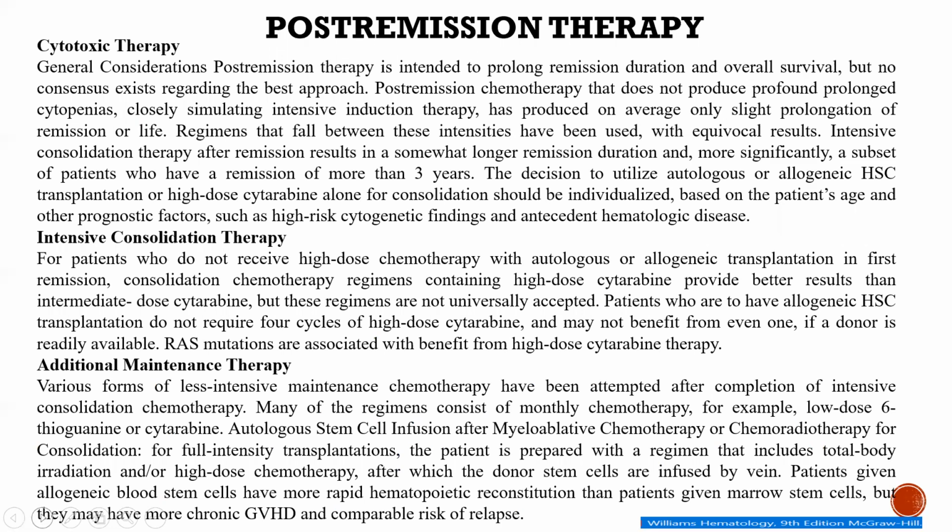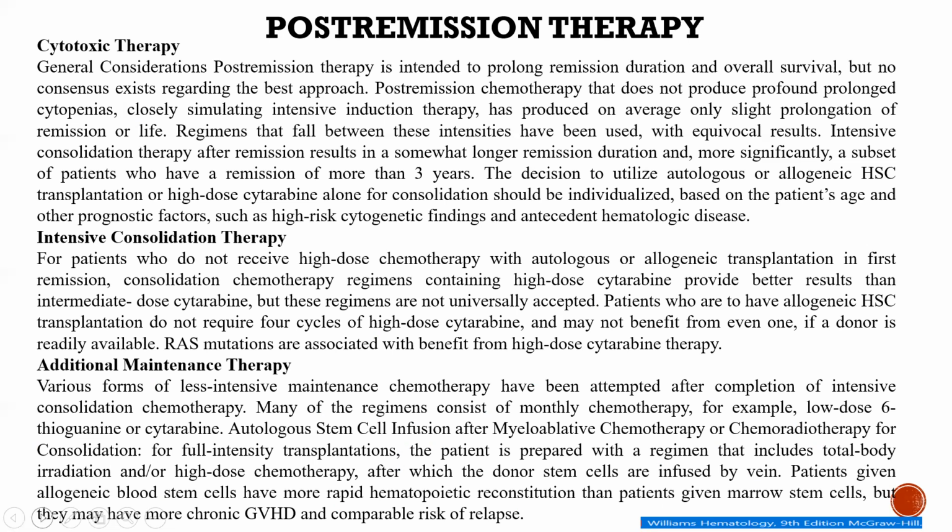Intensive consolidation therapy after remission results in somewhat longer remission duration and, more significantly, a subset of patients who have a remission of more than 3 years. The decision to utilize autologous or allogeneic stem cell transplantation or high-dose cytarabine alone for consolidation should be individualized based on the patient's age and other prognostic factors, such as high-risk cytogenetic findings and antecedent hematological disease.